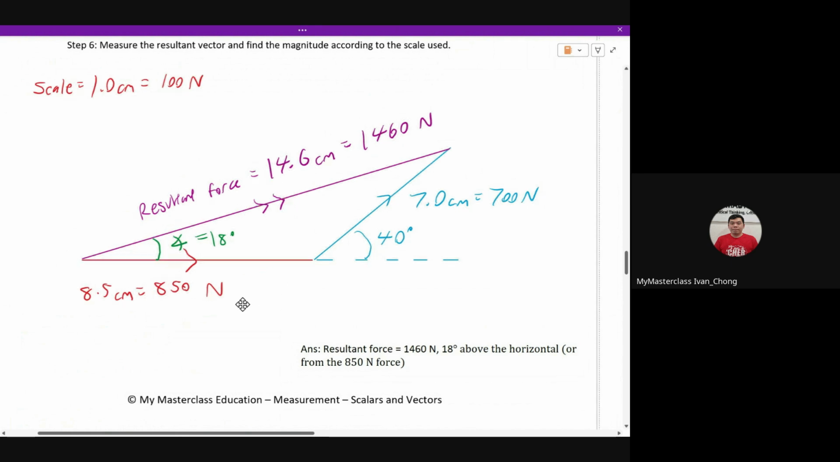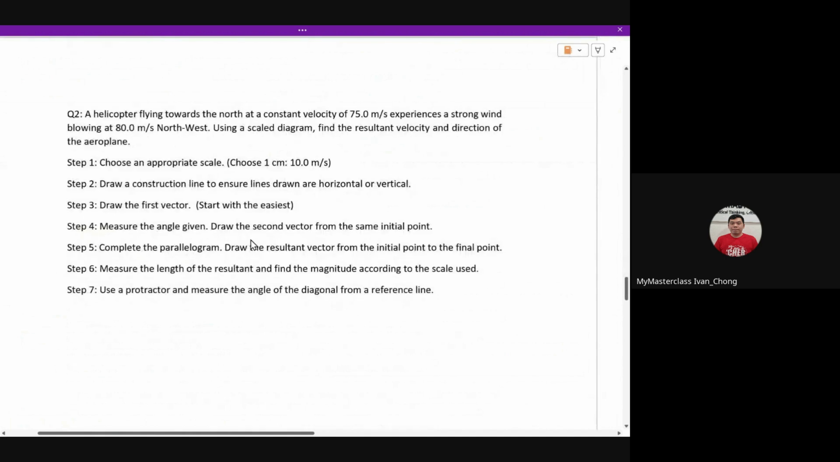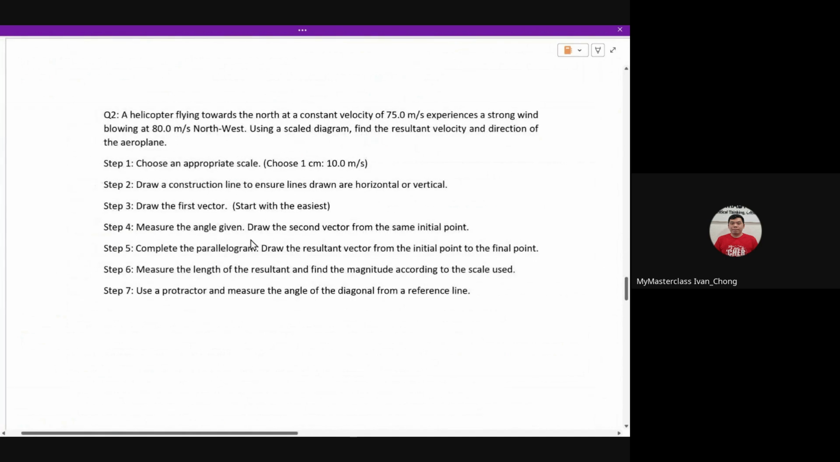Okay, so let's take a look at another example over here. So sometimes the question won't be so nice to give us a diagram itself, so we need to pick out the words. You are flying towards the north and you have a velocity of this. Okay, and then next, number 2 is I have a strong wind blowing at 8 at northwest. Okay, so you can see these are your two vectors. You have number 1, you have number 2. Okay, and next, using a scale diagram.